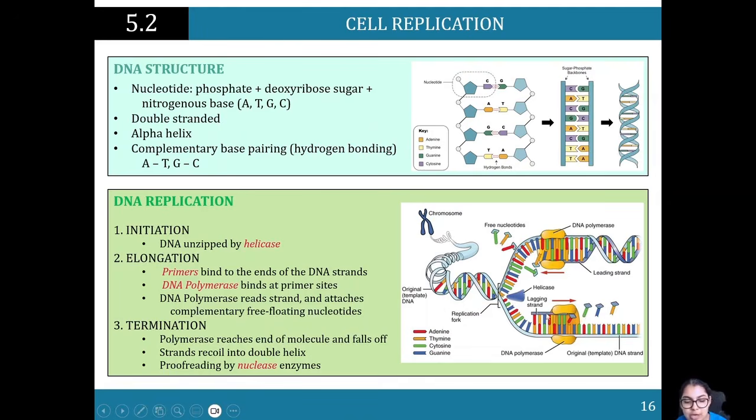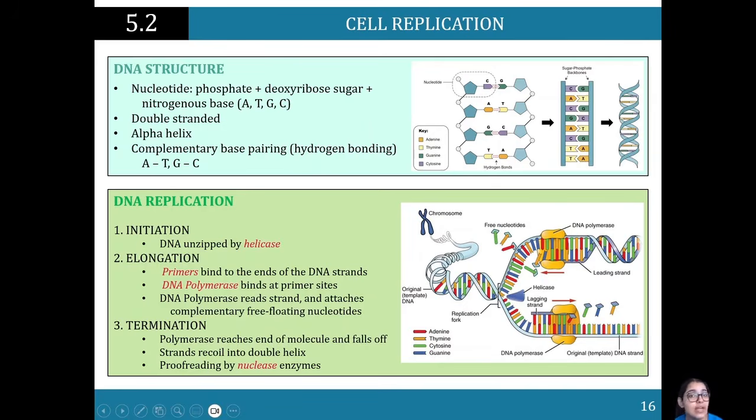And what happens is, because of this, there can be gaps in between, and we call each fragment that has been replicated an Okazaki fragment, and those Okazaki fragments are joined at the end by another enzyme called DNA ligase. And so that is part of this whole process.